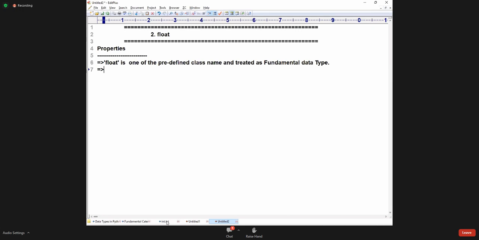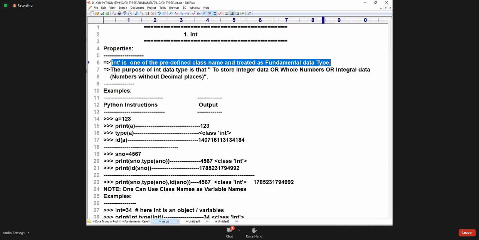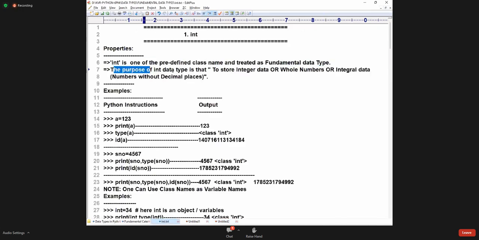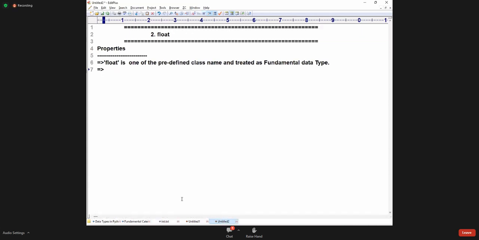What is the use of the int data type? The purpose. Always you need to get the purpose. The purpose of the int data type is to store integer data, or whole numbers, or integral data, numbers without decimal places. So today I want numbers with decimal places. At that time I will go for which data type? Float data type. Now I am writing the purpose of the float data type.